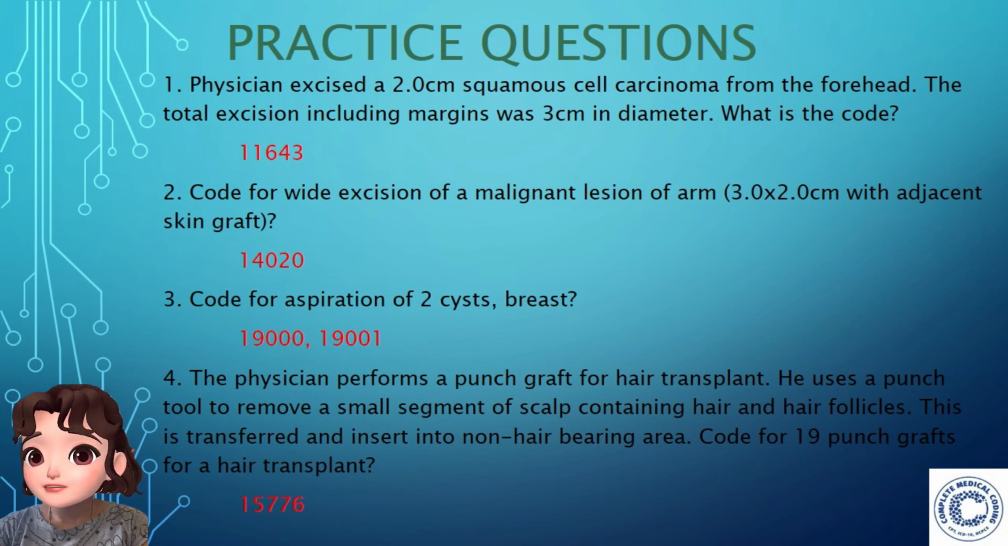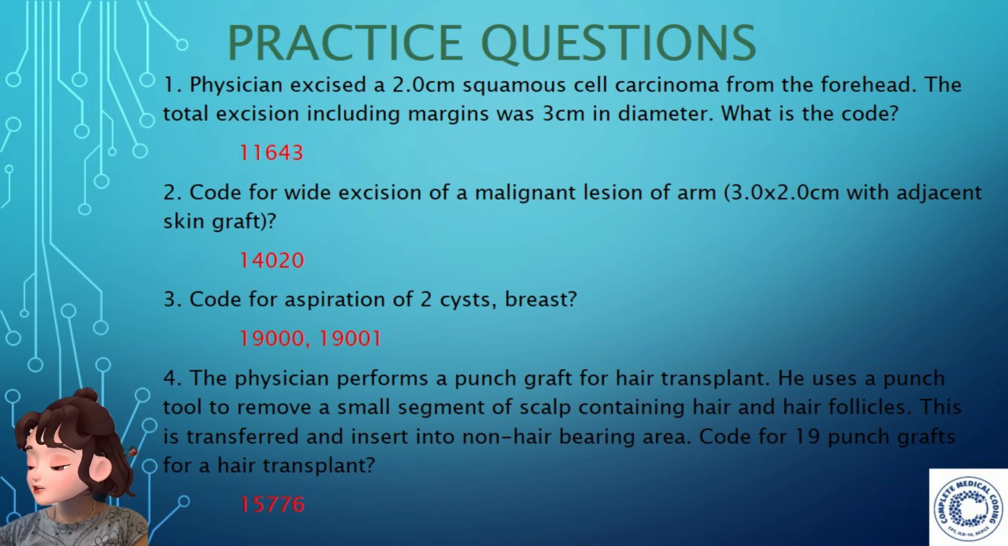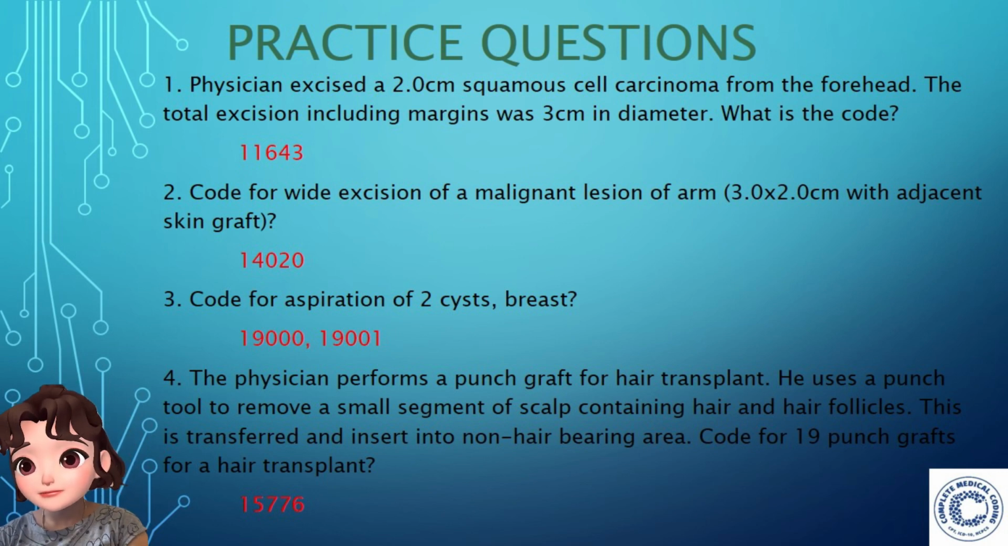Now, code for aspiration of 2 cyst breast. Cyst aspiration, we will use the code 19000 because it is 2 cyst. The first cyst code will be 19000, and for the additional cyst we will use the code 19001. 19000 is the puncture aspiration of cyst of breast, and each additional cyst will be represented by an add-on code, 19001.